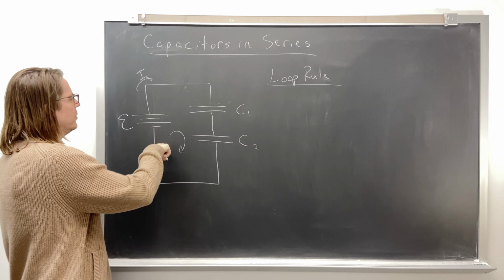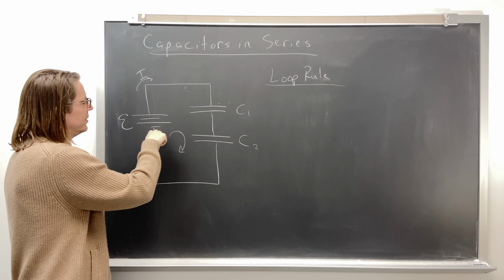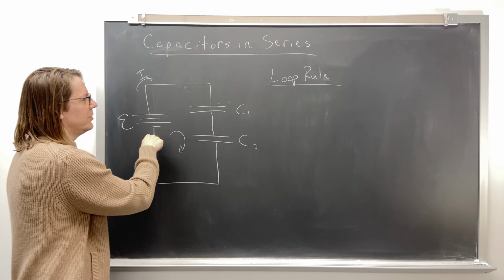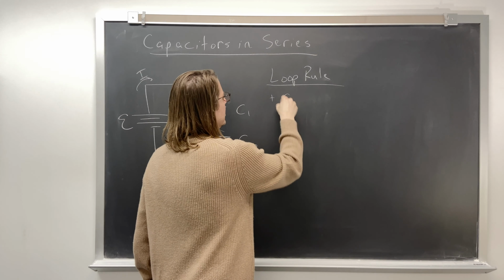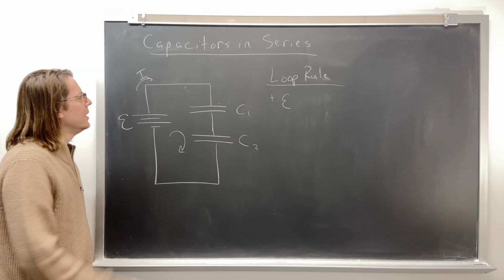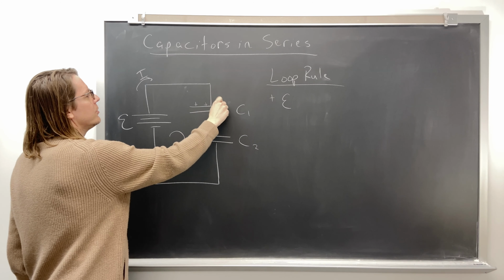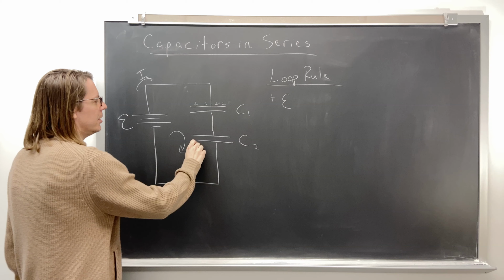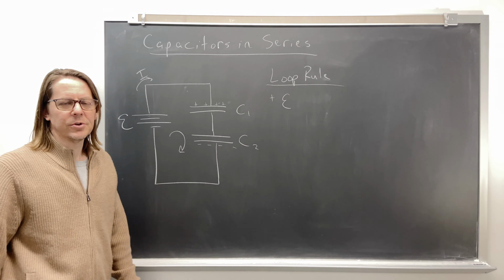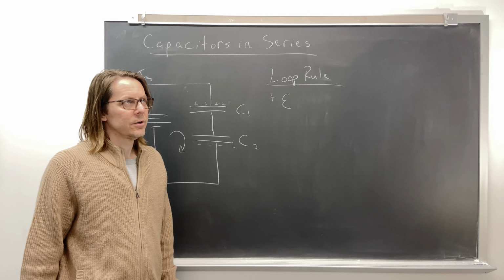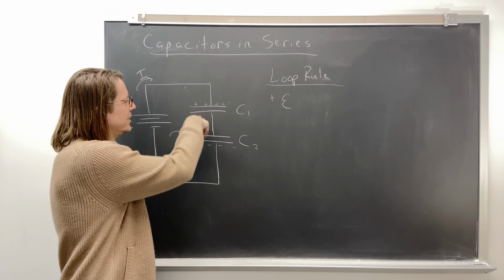Let's see, so say we loop like this. We're going from the negative side of the battery to the positive. Final minus initial, that's positive EMF. And now if we assume the current is going to go that way, we know this will be a positive charge there, and we know that'll be a negative charge there. Okay, but we need to know what happens on the individual capacitors.